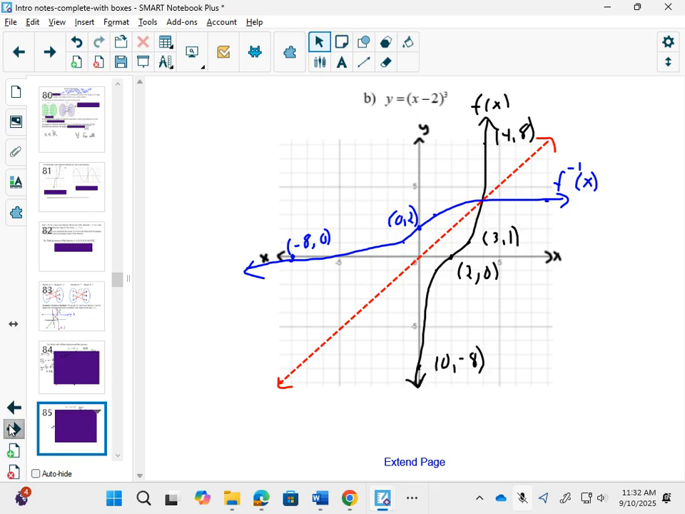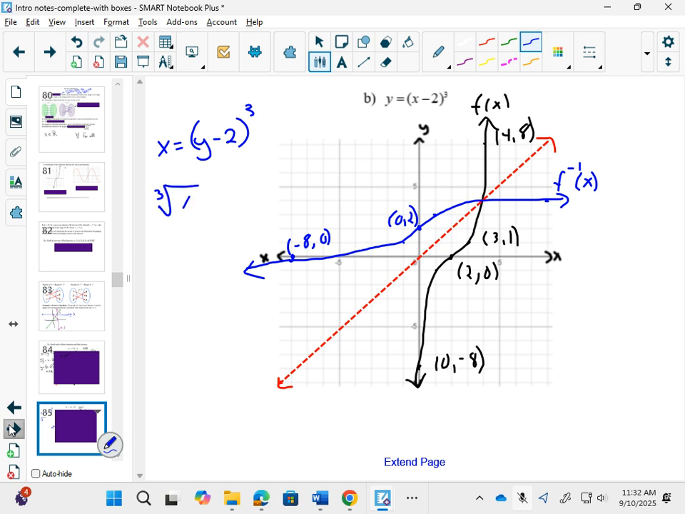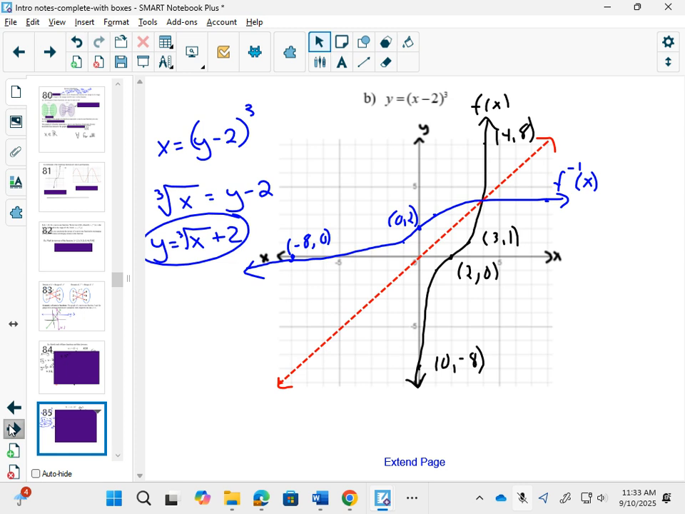Technically, that blue graph, if I wanted to find its equation, I could switch x and y. Cube root both sides. And this is the cube root of x plus 2. That's the equation of that blue graph, algebraically. There's no restrictions on my domain or range in my black graph, so there would be no restrictions on the domain and range of that blue graph.